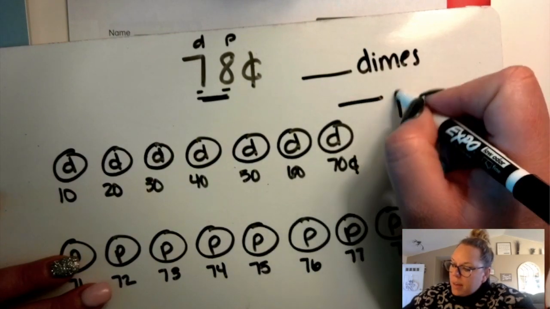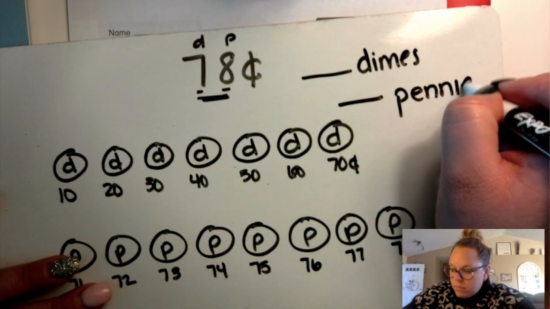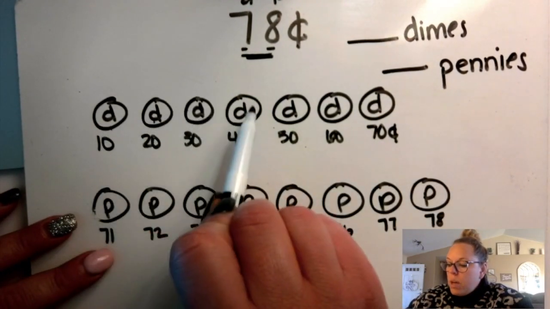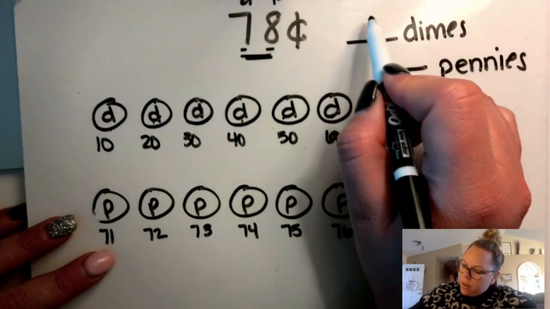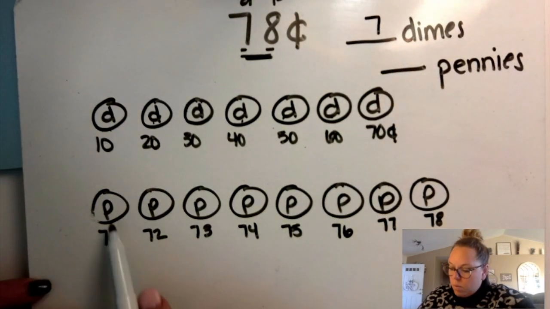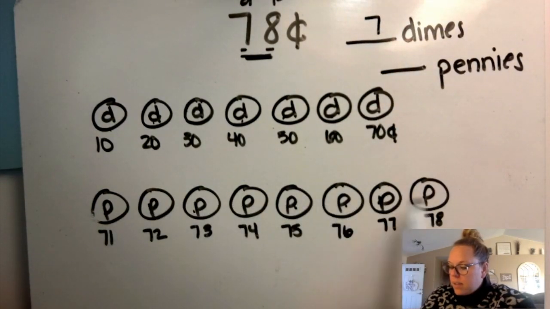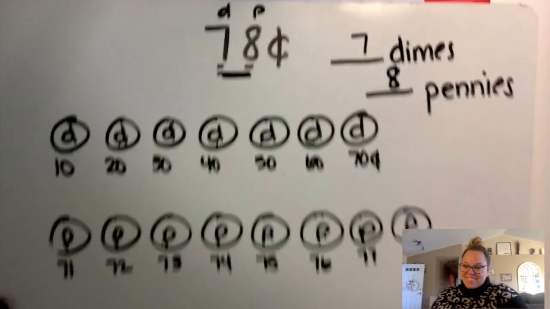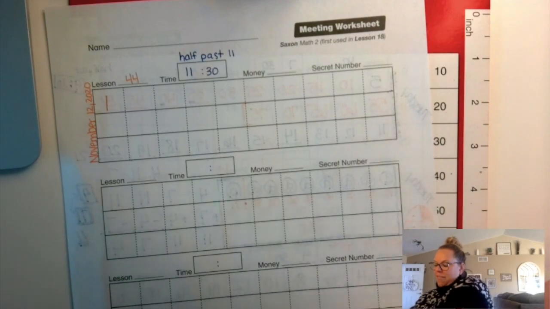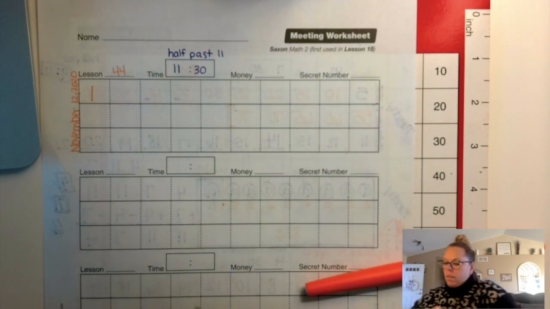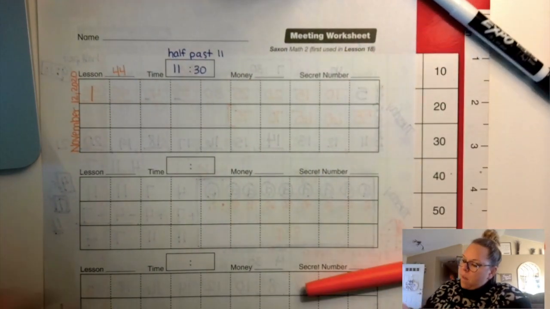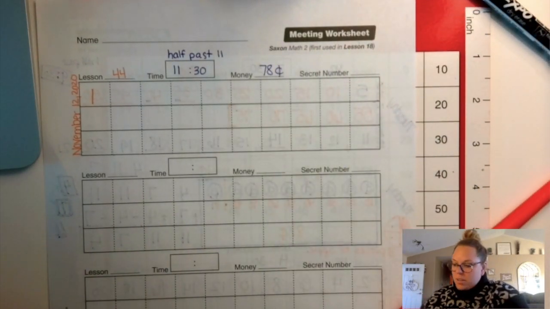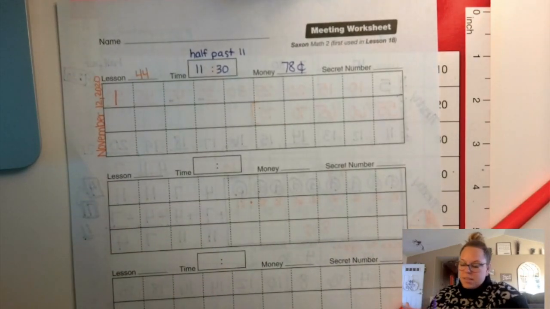So, how many dimes and how many pennies did it take me using the fewest amount of each? 1, 2, 3, 4, 5, 6, 7. It took me 7 dimes and 1, 2, 3, 4, 5, 6, 7, 8. And it took me 8 pennies. Okay, so on your amount today for your money, go ahead and write 78 cents. That's what we worked through today. 78 cents.